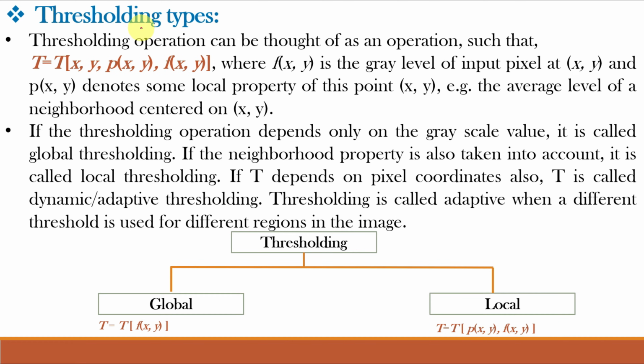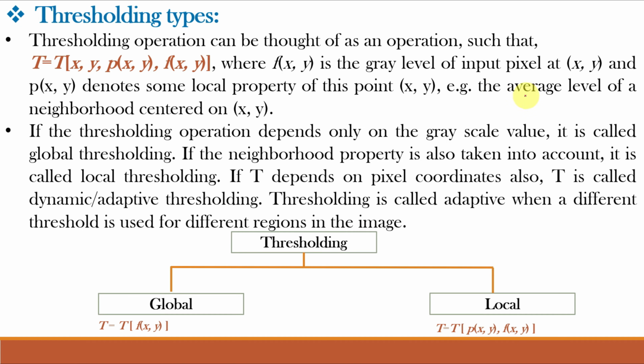Now let us understand different thresholding types. The thresholding operation can be thought of as an operation such that T is equal to T of x, y, p(x,y), and f(x,y), where we know that f(x,y) is the gray level of the input pixel at x, y, and p(x,y) denotes some local property of this point x, y.